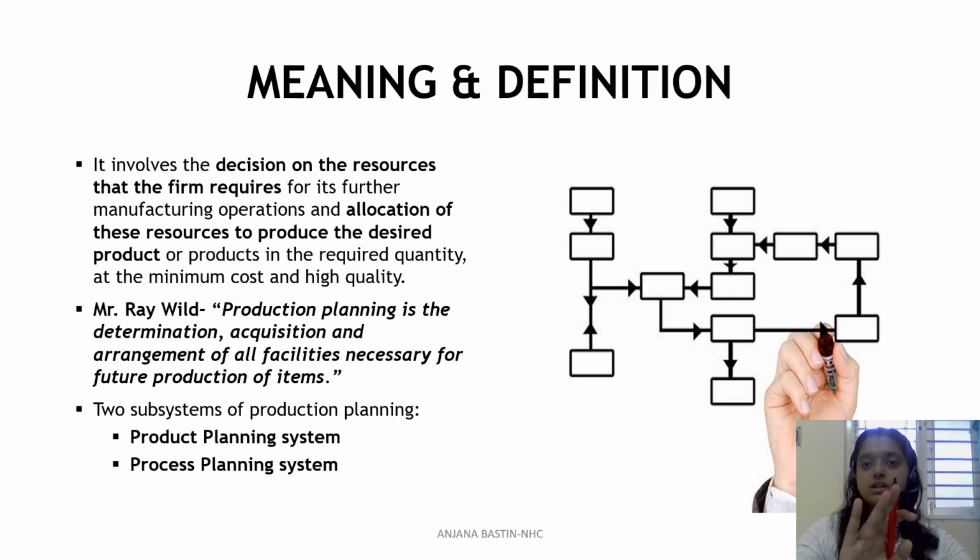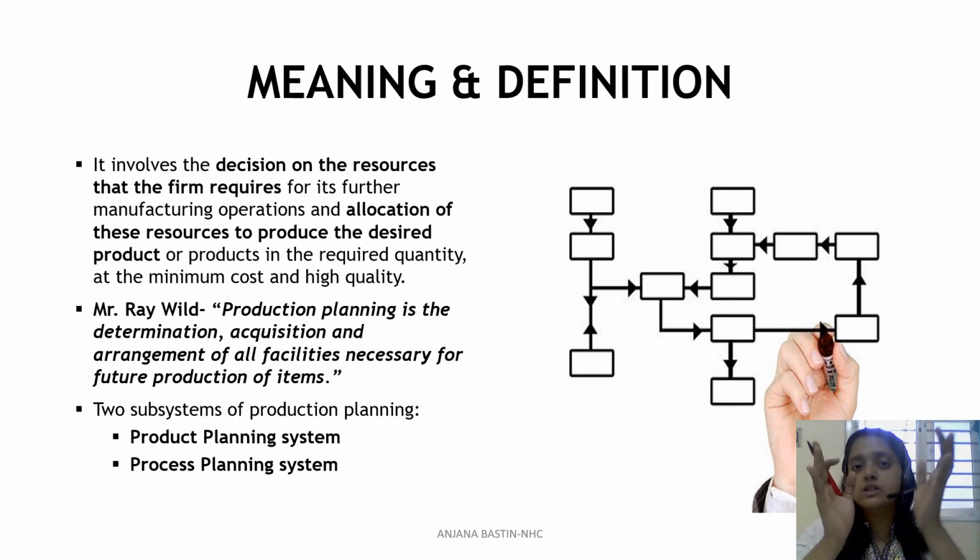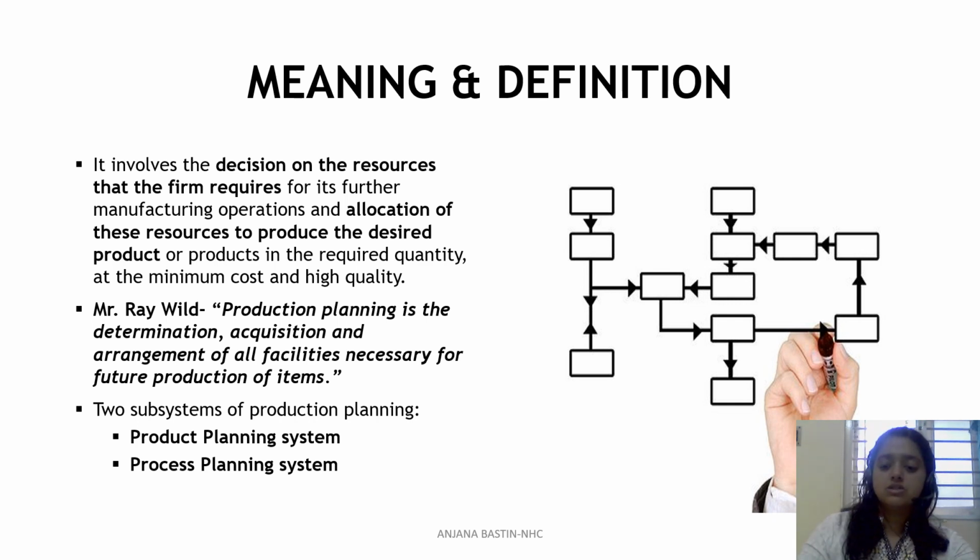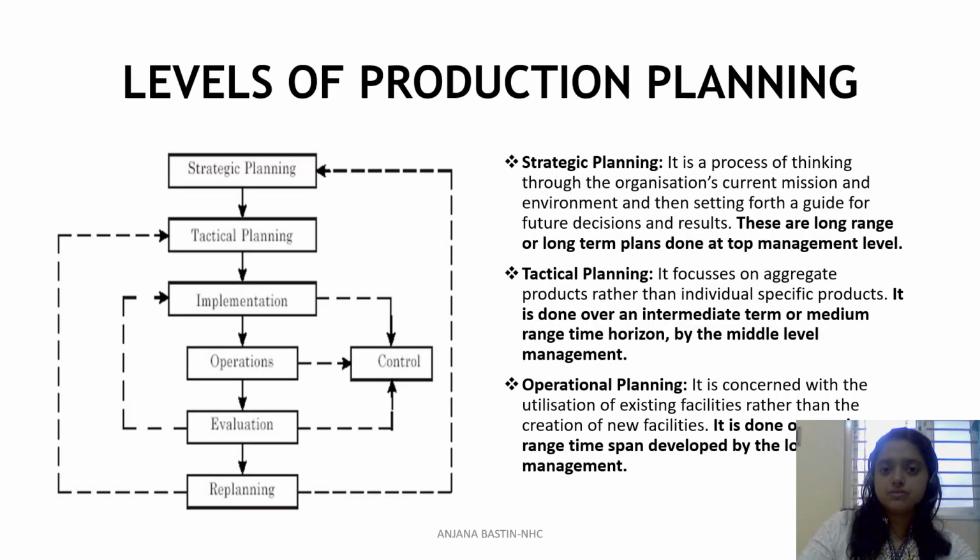Production planning is where you try to obtain the resources and allocate them in an efficient manner so that whatever finished product you come up with has the right quality, right quantity, and comes with a minimized cost. Is it clear to you? Yes. So let's move on.